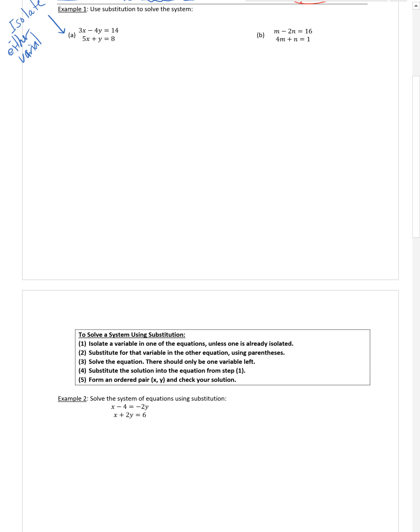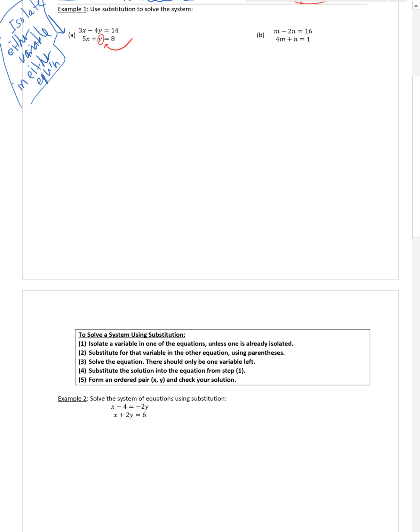Isolate either variable in either equation. It doesn't matter. It's totally up to you. I would look at all these variables. You have a 3x in the top equation, a negative 4y in the top equation, and a 5x in the bottom equation. And the nice thing is, in the bottom one you have just a nice little y with nothing in front of it, no coefficient.